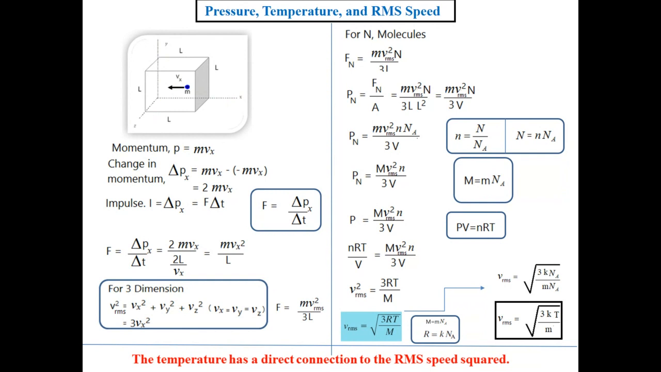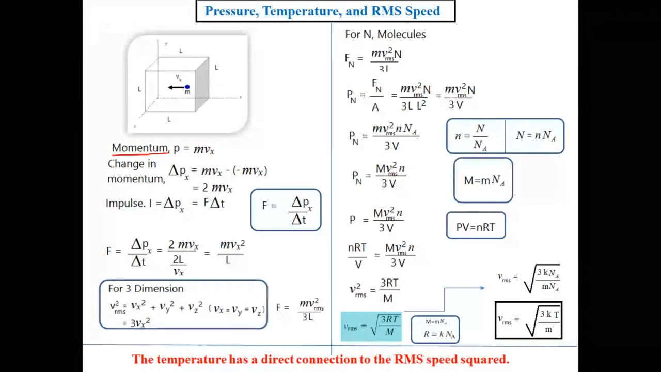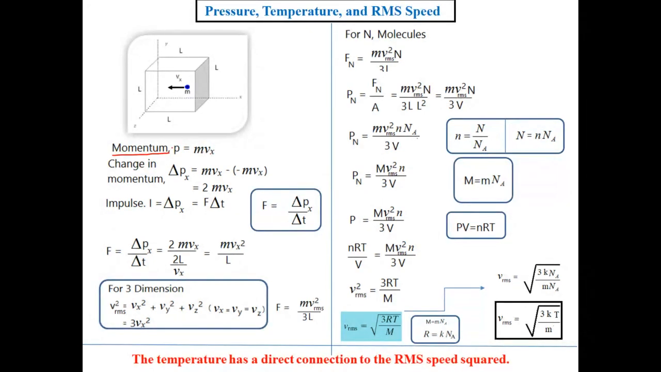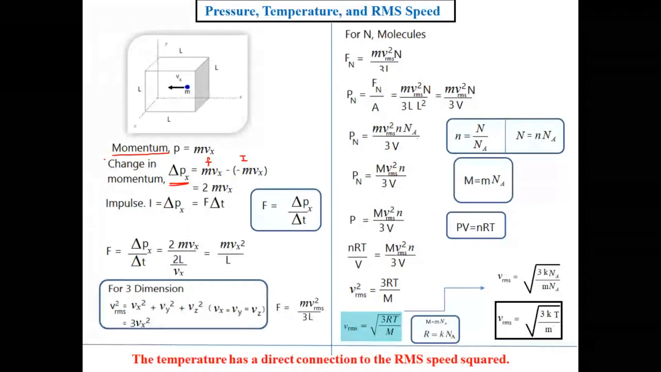Now, if you have the mass and the velocity, you can easily find the momentum. We studied this in chapter 9, physics 1. What is the formula for momentum? Mass multiplied by speed. Here the speed of the molecule is in only one direction, that's why I write Vx. Once you know the momentum value, you can find the change in momentum. What is the change in momentum? Final momentum minus initial momentum.